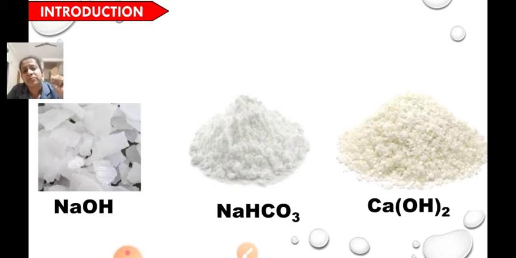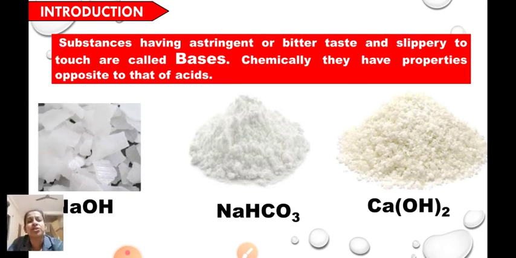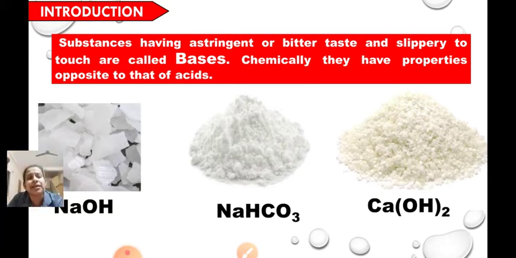All these examples which I have shown now are nothing but bases. They are substances having astringent or bitter taste. So all these substances either have astringent taste or bitter taste, and they are slippery to touch, and are called bases. Sodium hydroxide, sodium bicarbonate, calcium hydroxide, potassium hydroxide, even your soap which you are using is also basic in nature. Okay, so magnesium hydroxide, there are different types of bases also.